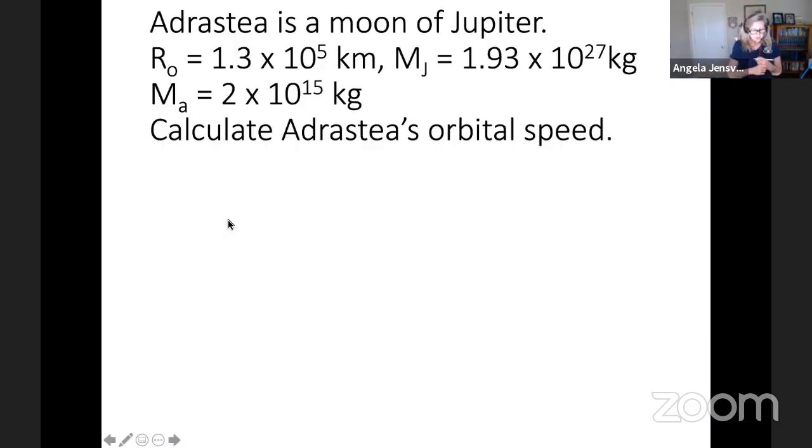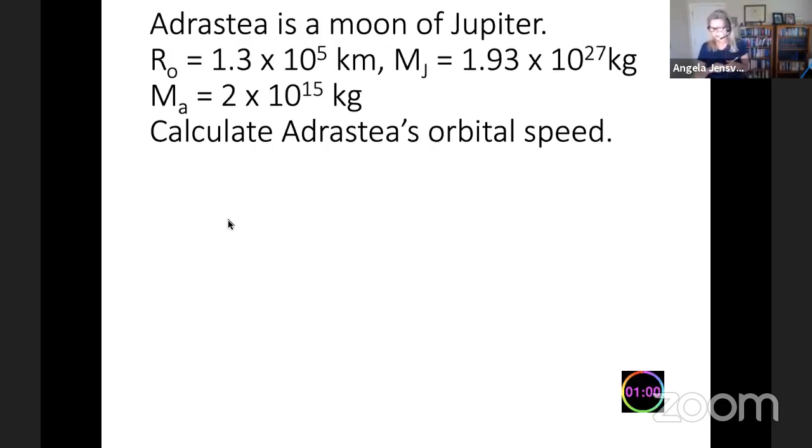Okay. Adrastea is a moon of Jupiter. Calculate its orbital speed. I'm going to give you guys 1 minute to try that.